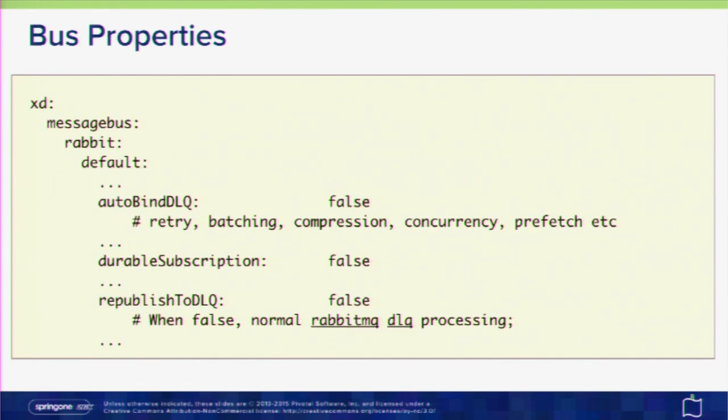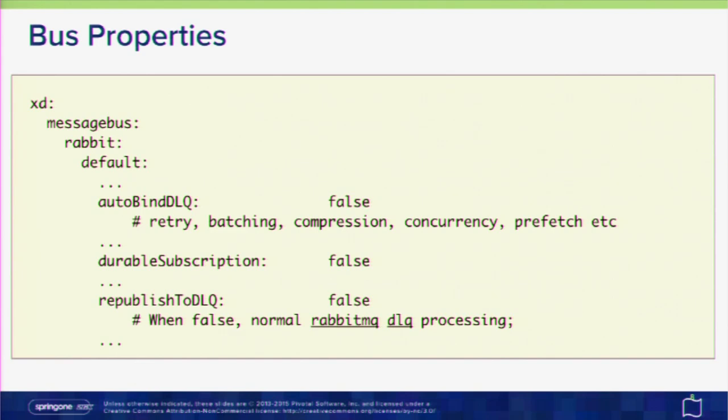The other thing we need to talk about briefly is when we configure our XD container, or the cloud properties, there are a number of things we want to set up by default. All of these can be overridden on an individual stream basis when you deploy a stream, but the key one we're going to talk about today is auto bind DLQ. What does that mean? When that's set to true, it defaults to false.